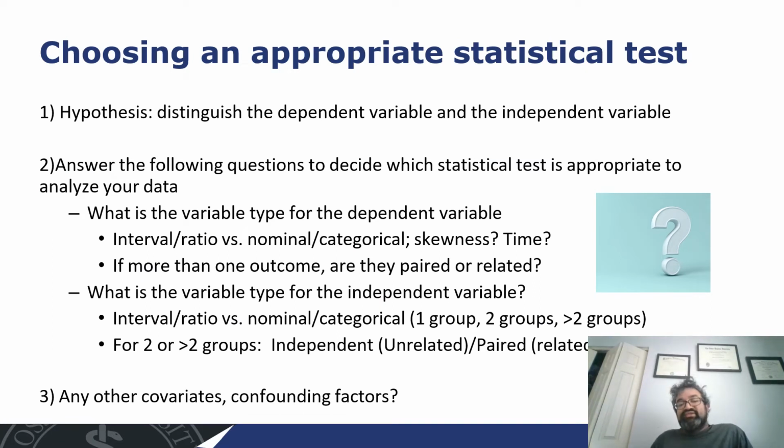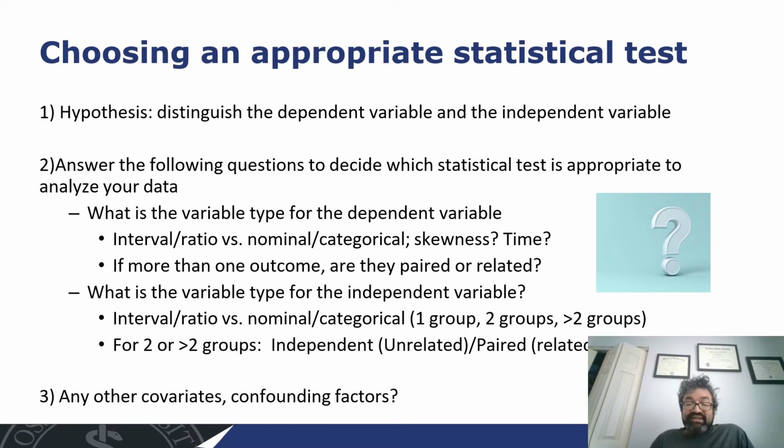So looking at choosing an appropriate statistical test. It's oftentimes difficult, according to your hypothesis, even though it's important, to distinguish between an outcome variable and predictor variable. However, with that said, it's important to be able to identify the types of variables as the dependent variable and independent variable early on in your study.